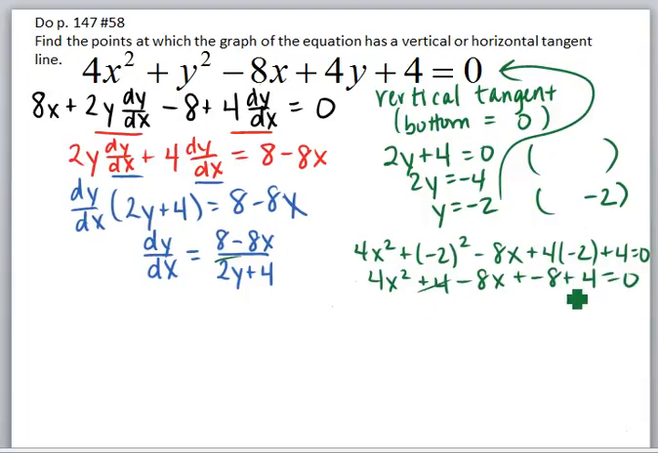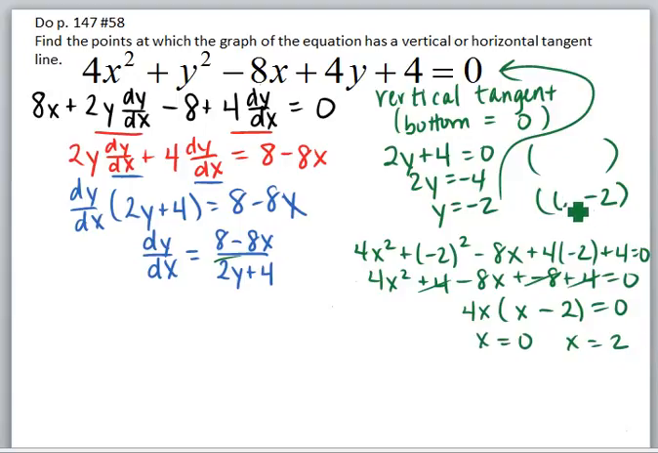Well, 4, 4, and negative 8 create 0. Factor out 4x, and we're left with x minus 8. Oops, let me take that back. That'd be x minus 2. I already factored out the 4. Equals 0. So my x values end up being 0 and 2. So my 2 points would be 0, negative 2, and 2, negative 2. Those are the answers for the vertical tangent lines to the curve.